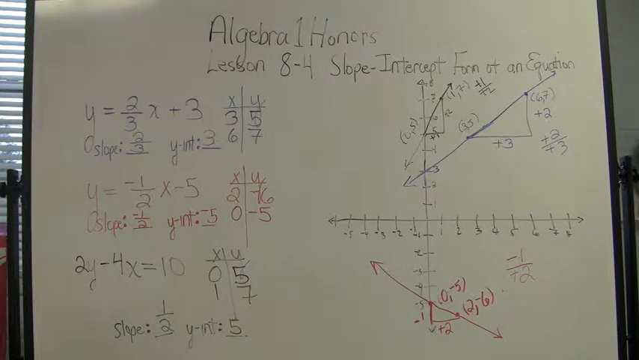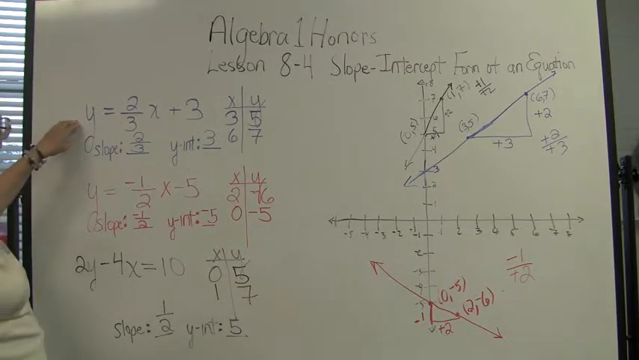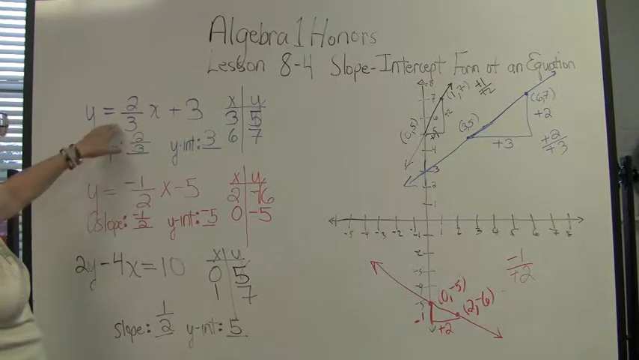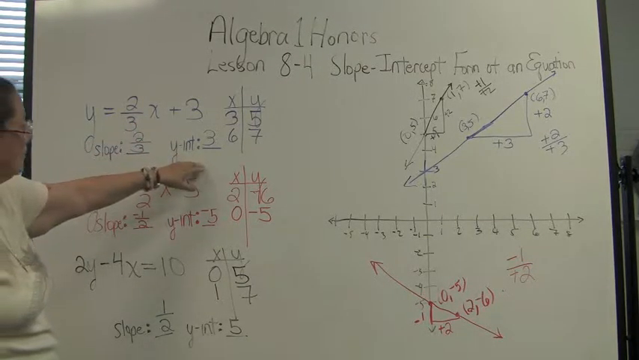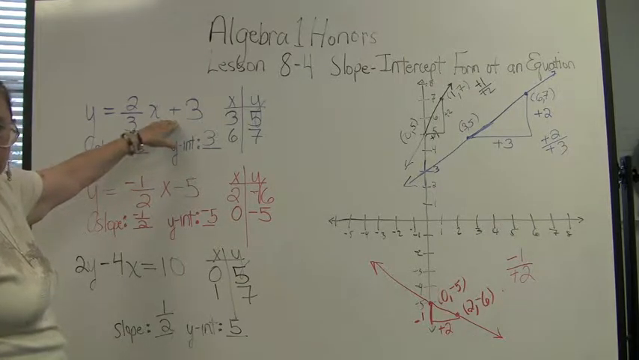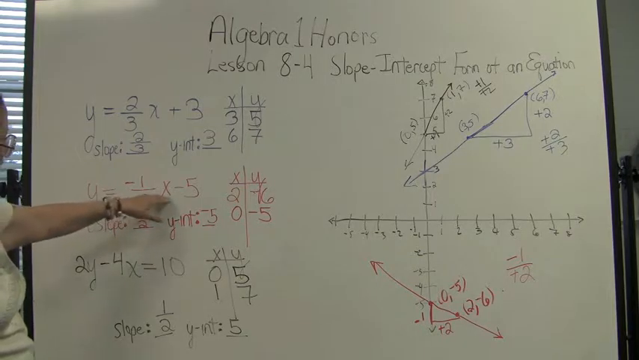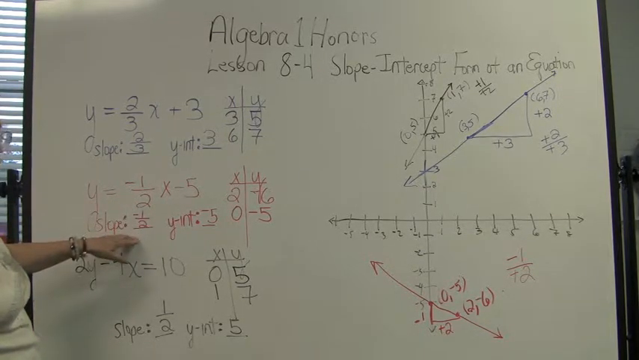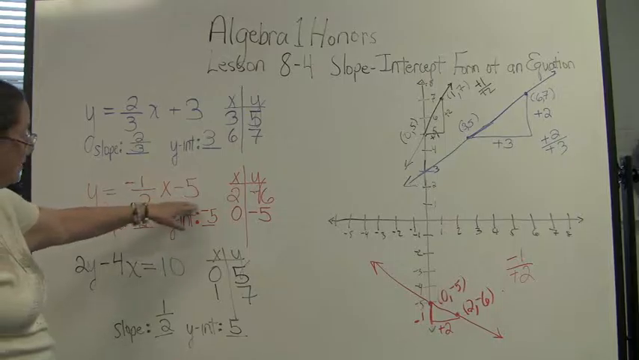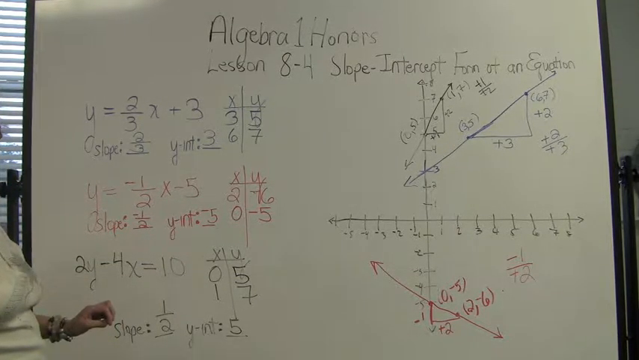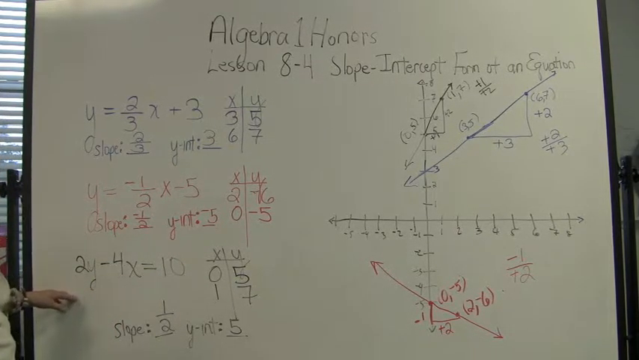All right, now you should be looking at that and saying, oh, I thought there was a pattern. Because if you look at this equation, the slope is exactly the coefficient in front of the x. And the y-intercept is the last constant term there. Same thing here. The slope is the coefficient in front of the x, -1/2, and the y-intercept is the last constant term. Well, what happened?